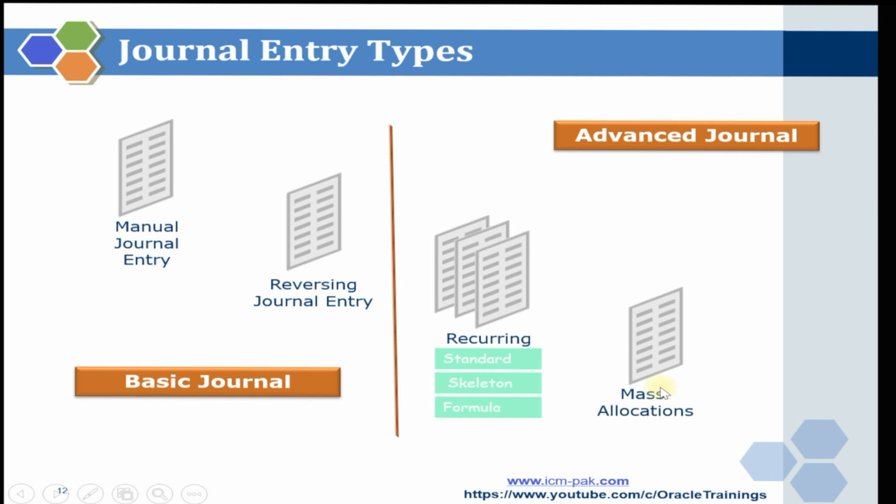And then there is mass allocation. Mass allocation means if you need to divide the cost of some expenses across some cost centers or across other companies, for that purpose you will use mass allocation. Okay, so these are the advanced journals.